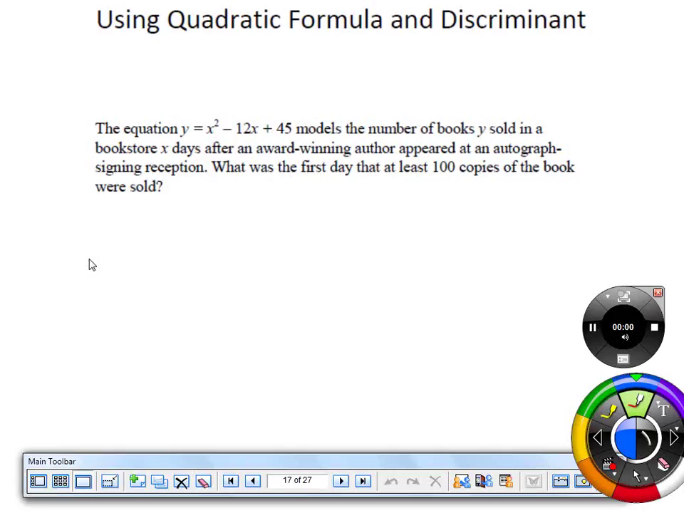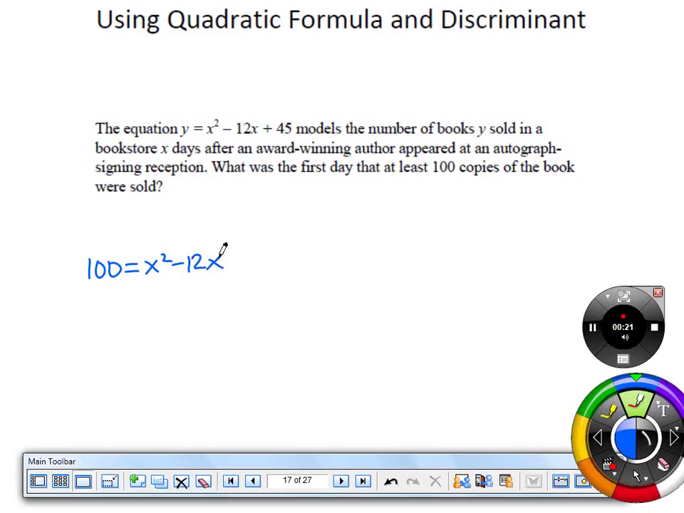We have an equation that models y, the number of books sold in a bookstore, x amount of days after the author appeared for an autograph signing. What was the first day that at least 100 copies were sold of the book? So I want y to equal 100, because I want the number of books to be 100.